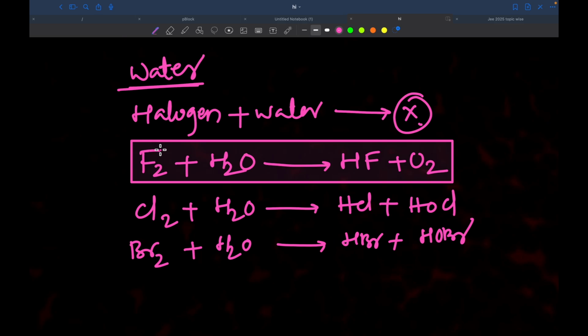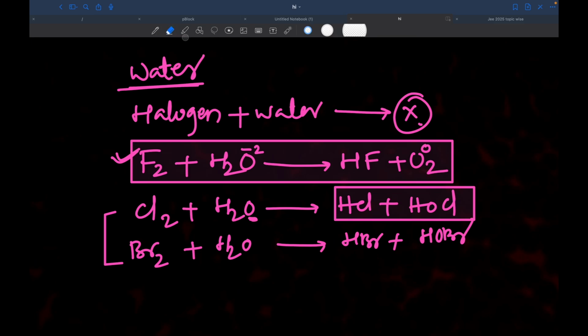Fluorine is a stronger oxidizer than oxygen, so oxygen at -2 is oxidized to 0 by fluorine. Oxygen gas is released when fluorine reacts with water. But chlorine and bromine are not good oxidizers as compared to fluorine. In fact, the oxidizing power of oxygen is greater than chlorine. That's why you won't get oxygen here, but chlorine is being oxidized in this reaction. So that's the point you should remember here, right?